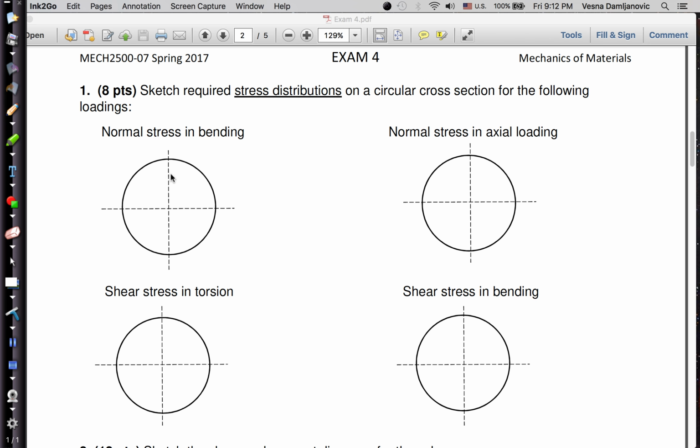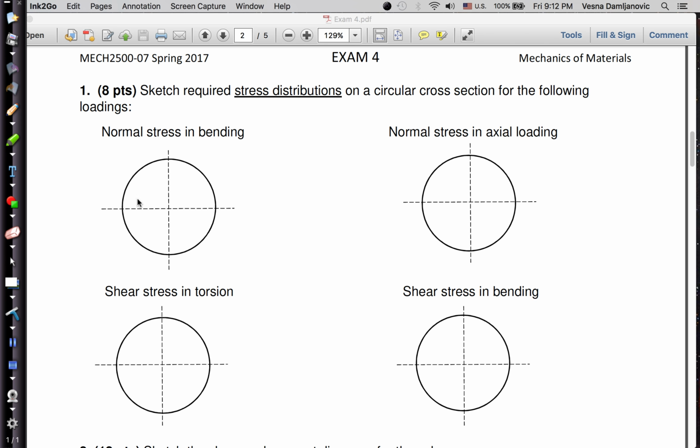Okay, I was kind of surprised again that a lot of people still had trouble with this, and I'm finally beginning to understand why. It's with sketching the stress distribution across the cross section, and the reason you are still confused is that a lot of you did not really look at the detail. So it's not just the shape, but in which direction the arrows are pointing.